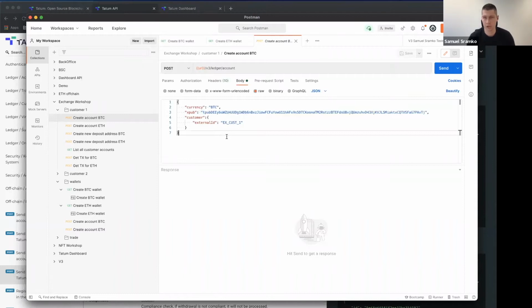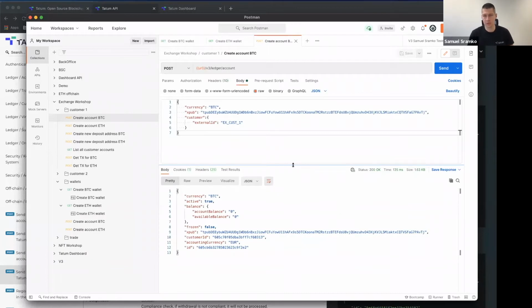What's even more interesting is that we can create an account and place it inside a customer object. The customer object is again a virtual object inside Tatum, inside our API, which bundles multiple different accounts together under one entity, and you can reference the customer of your system with the customer of the Tatum system with an external ID. So when you create an account, you just enter your ID from your system of the signed up customer. So let's create an account for Bitcoin.